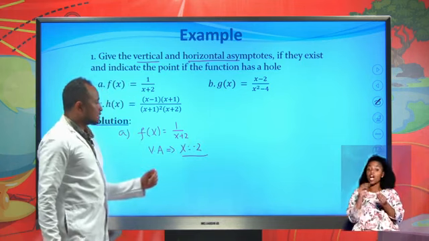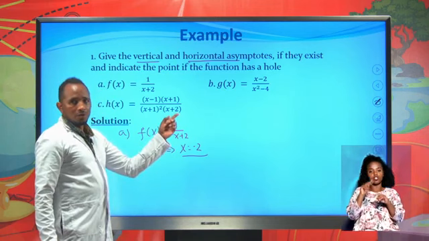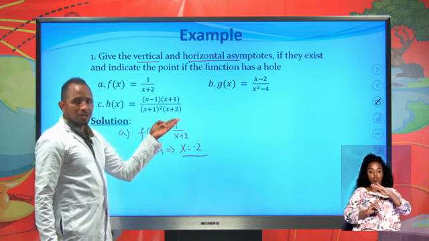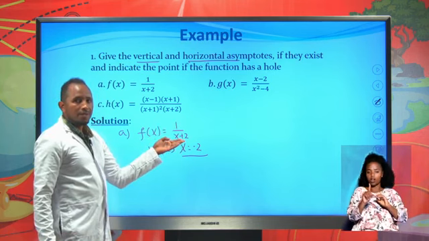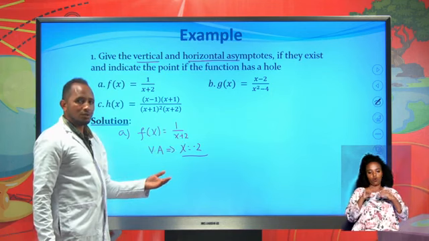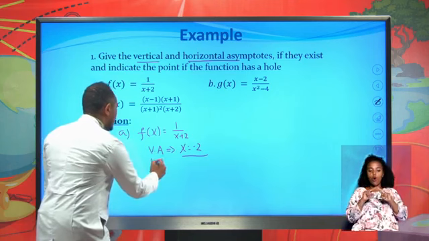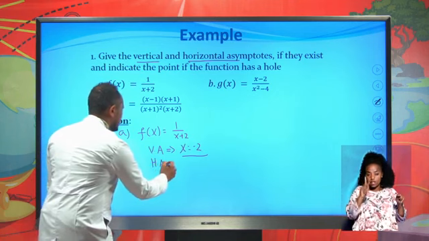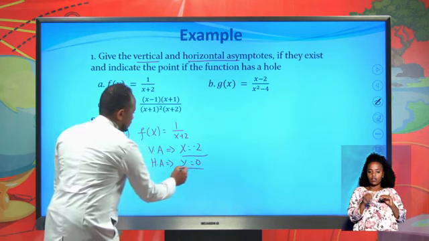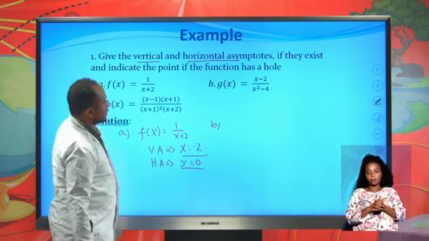In addition to this, as you can see, the degree of the numerator is 0 and the degree of the denominator is 1. So the degree of numerator is less than the degree of denominator. In this case, it has a horizontal asymptote. Its horizontal asymptote is y equals 0. Therefore, the horizontal asymptote for this is y equals 0. Now let's see B.